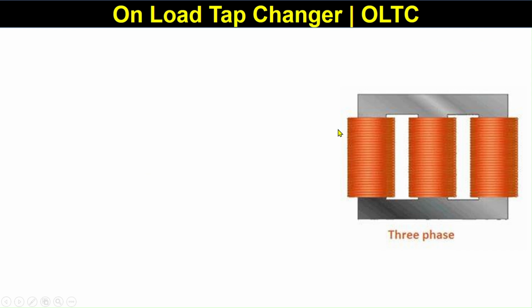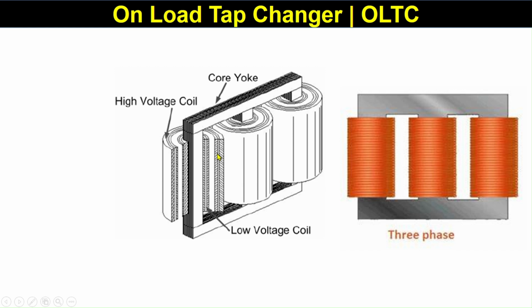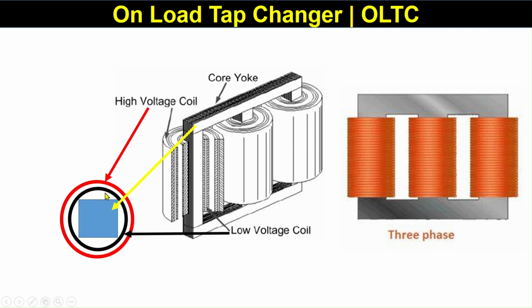This is the core of the transformer. If you have worked in a transformer manufacturing factory, you can see this is the type of core used in the transformer. This is the internal structure of the core. You can see the higher voltage side. I will show you. The higher voltage winding is on the outside, and the lower voltage winding is inside of the higher voltage winding.